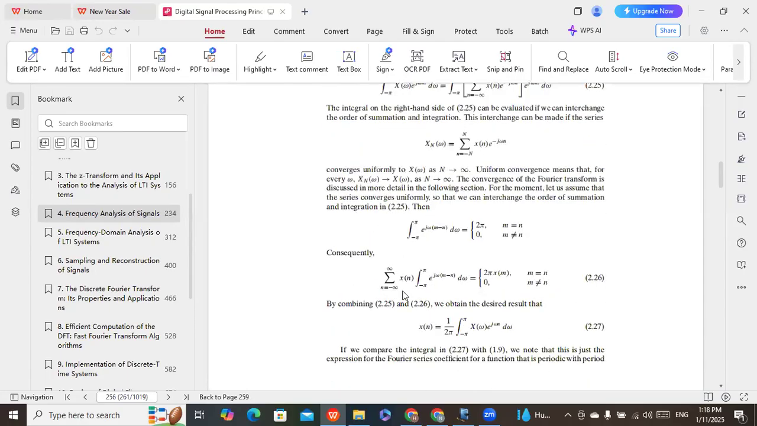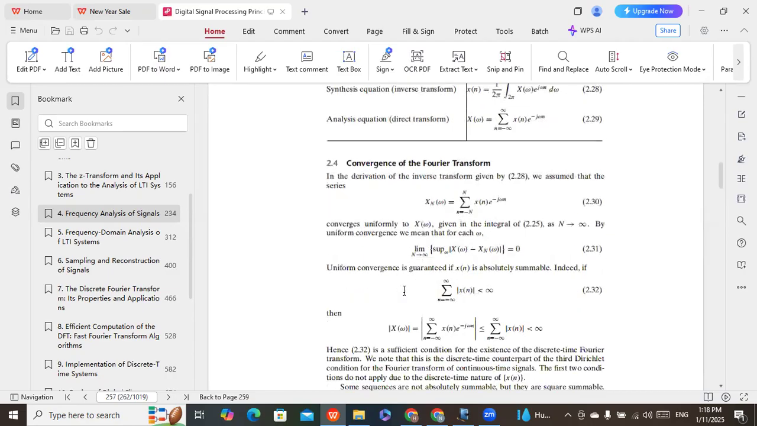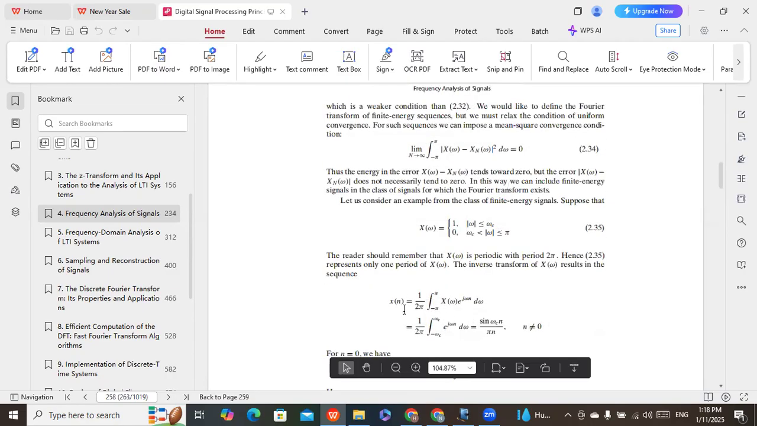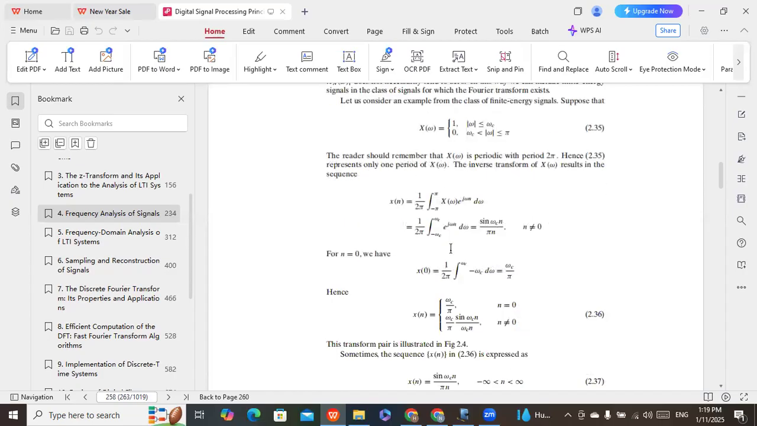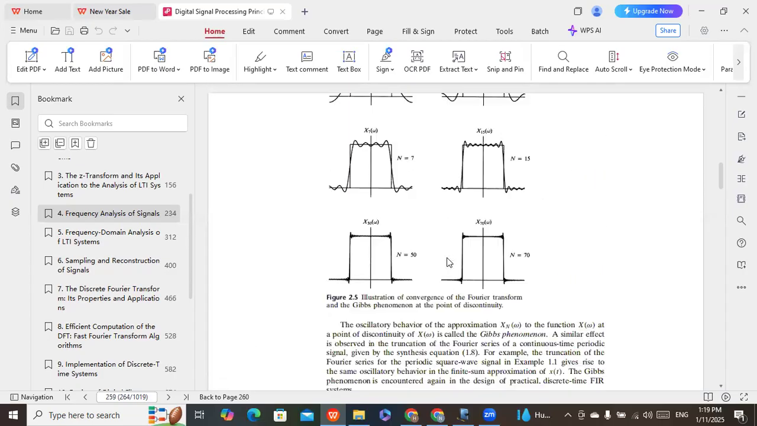Another thing we need to see. Actually, we are not much discussing about this convergence of Fourier transform. But for the Z transform, we find the convergence. Convergence of the Fourier transform means, in Fourier analysis, some series goes to infinity, but some series does not go to infinity. It has a finite value. If it has a finite value, it is referred to as a convergent series. So the simple idea is there.